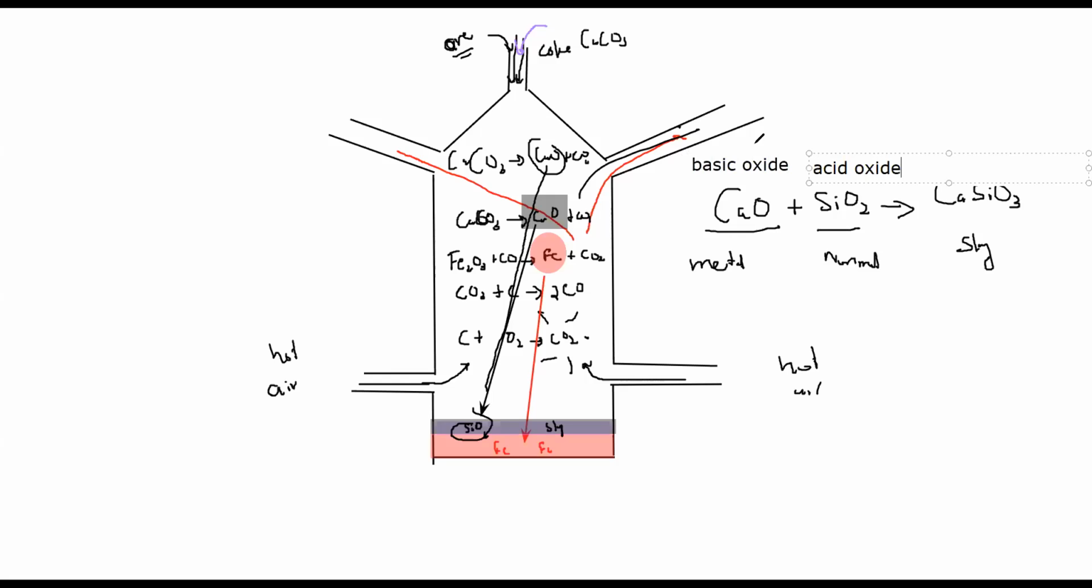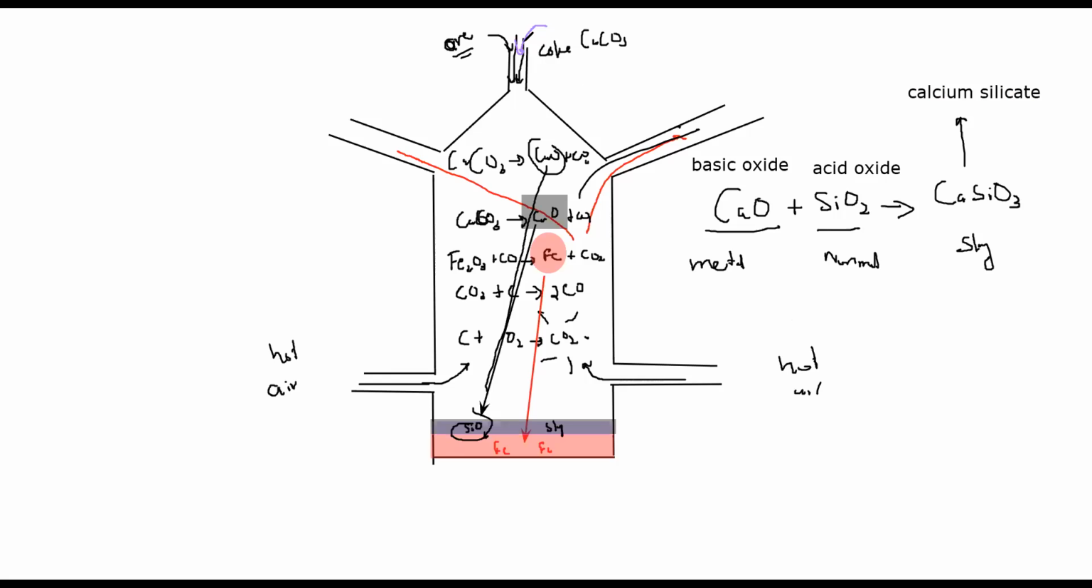Slag is basically calcium silicate. The original name of this compound is calcium silicate, and commonly known as slag, S-L-A-G. So slag will be there at the top and iron will be there at the bottom. But this iron is not the pure iron. Why is this not a pure iron?